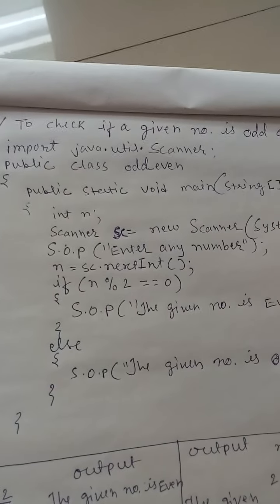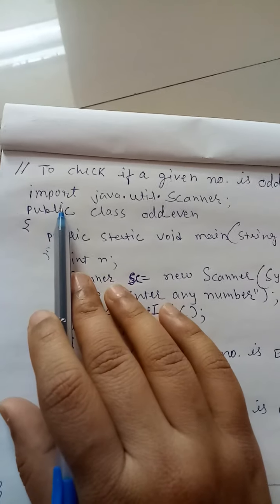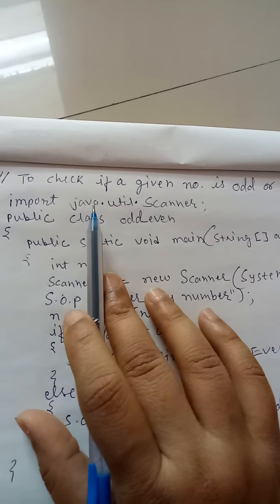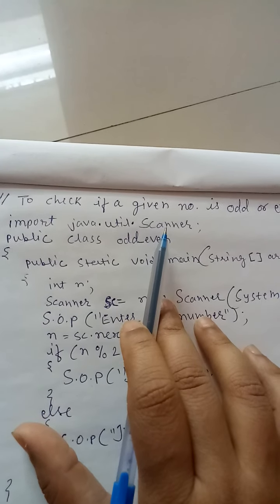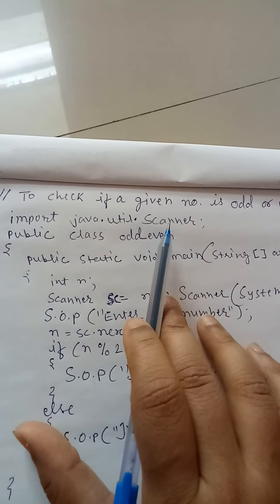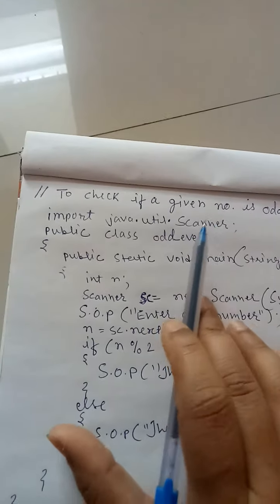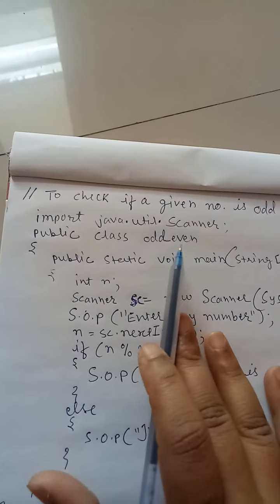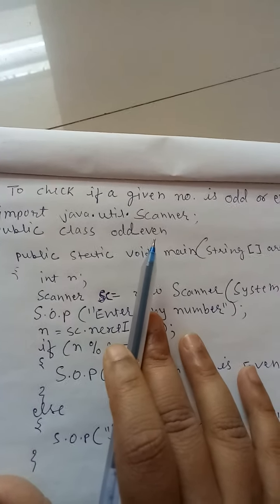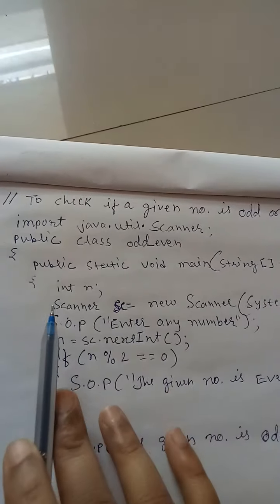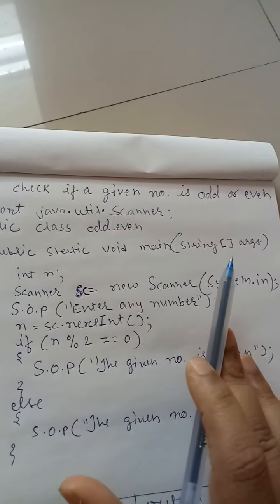To use the scanner class, it's compulsory to write the keyword import, which I have written over here. Then after that I have written java.util.Scanner. Here in place of Scanner you can also use star. It's totally optional which one you want to use. Then after that I have written public class OddEven. Here my class name is OddEven. You can take any related name. Then it's compulsory to write public static void main(String[] args).